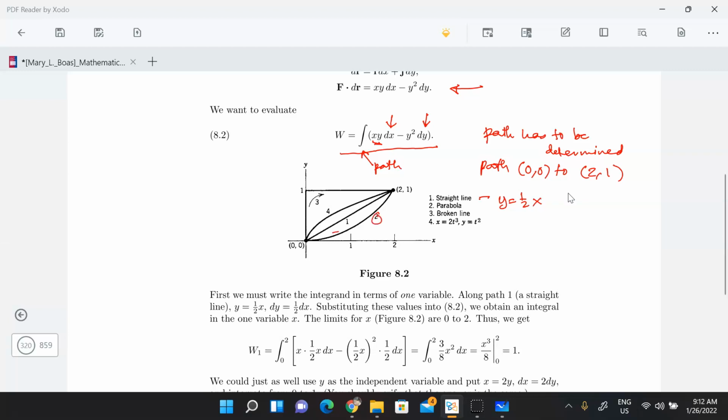Okay, and then path 3, there is a segmented path. It goes to a vertical path and then a horizontal path, and then finally there's another path given by some parametric form later on. So let's try to see how we do this. In this particular case, it's easy as a one-dimensional integral, the usual case, because you are given a simple curve, which is a straight line, y equals half x.